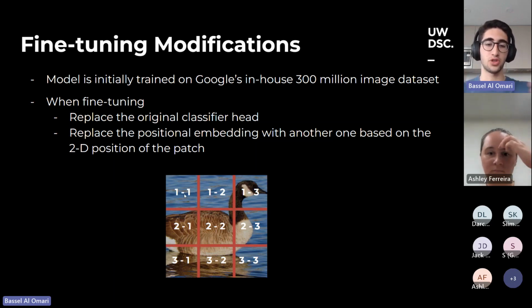So this one is in the first row, first column. This is first row, second column, first row, third column. You embed information about its 2D position into the image. They found that that works best when you're doing your fine-tuning.